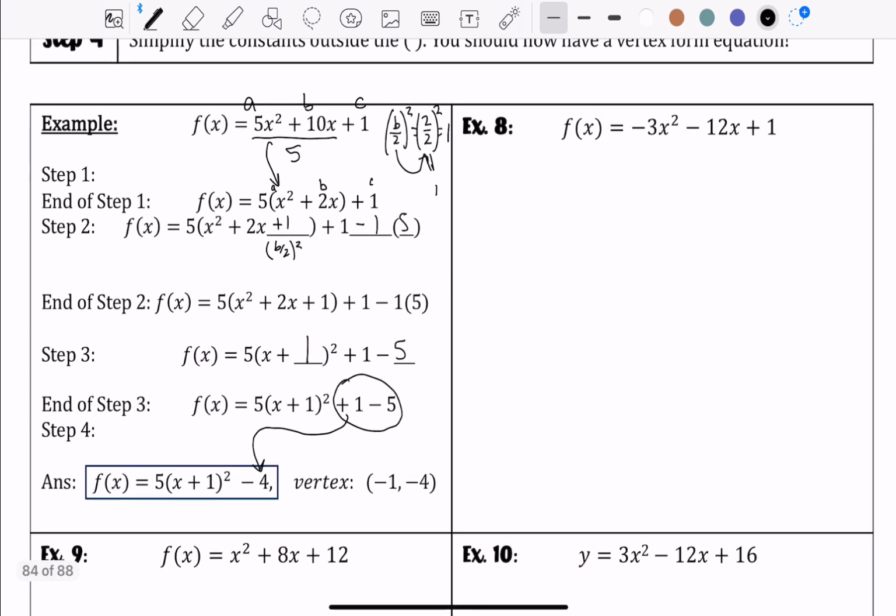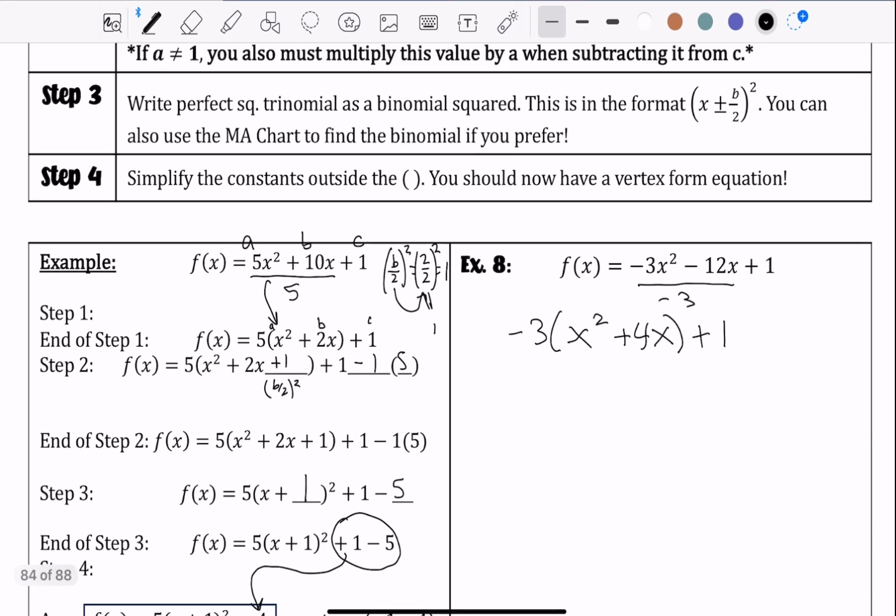So I'm going to come right here. I'm going to divide just these 2 by a, which is negative 3. And I'm going to write it on the outside. Negative 3 divided by negative 3 is 1, x squared. Negative 12 divided by negative 3 is positive 4x. And remember, I keep my plus 1 on the outside. It does not change. Perfect. Now that was step 1.